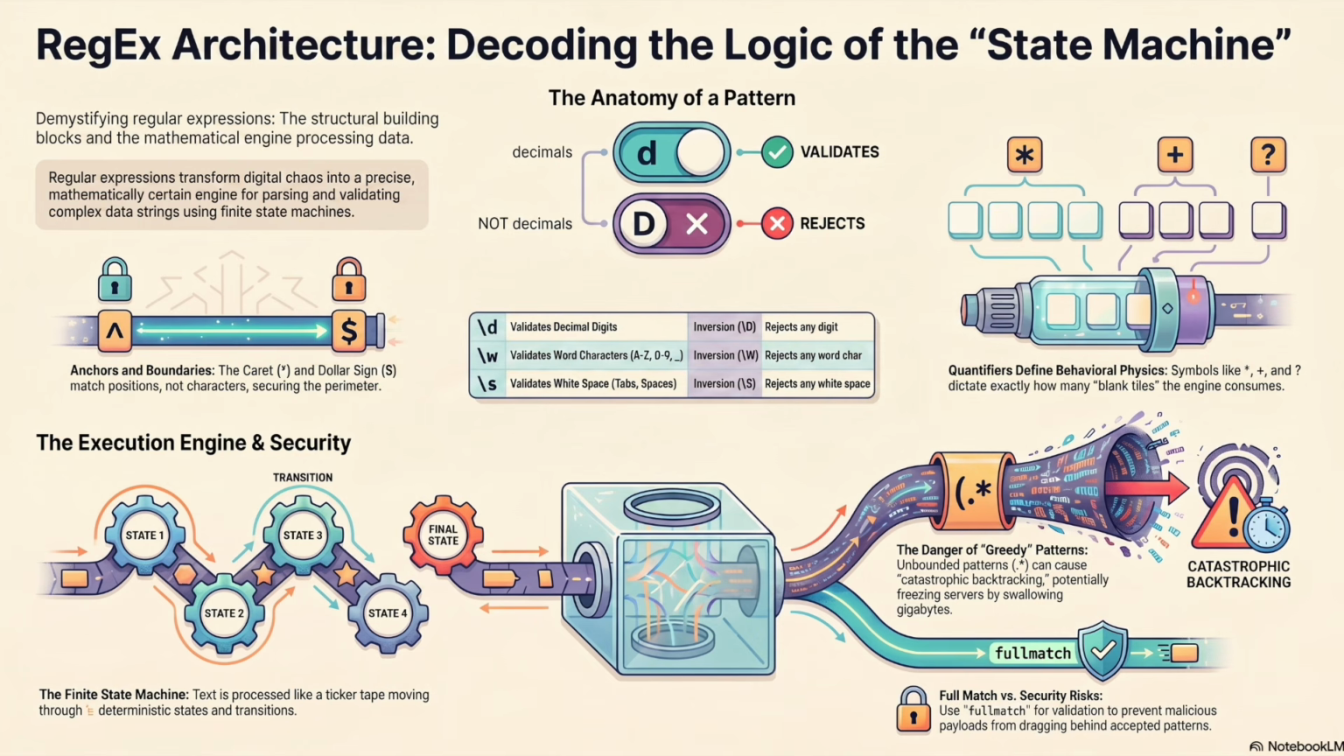But defining those custom sets is powerful, but typing out, let's say, A through Z lowercase, A through Z uppercase, 0 through 9, and an underscore every single time you need to validate a basic username. Yeah. It's tedious. And it visually clutters the architecture of your code. So regex solves this with built-in escape sequences. These are basically shortcuts that compile down to those complex sets under the hood.